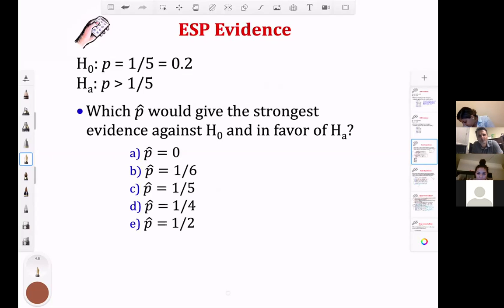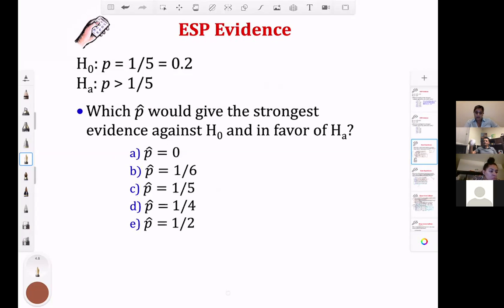ESP. I know Stephen doesn't like ESP, but I break ESP. So ESP, null hypothesis. It said, so the null hypothesis doesn't believe it. They said the proportion is 1/5. Good. Somebody said no, it is more than 1/5. That means somebody believes it. So which sample proportion would give the strongest evidence against the null hypothesis in favor of the alternative hypothesis? Which one?